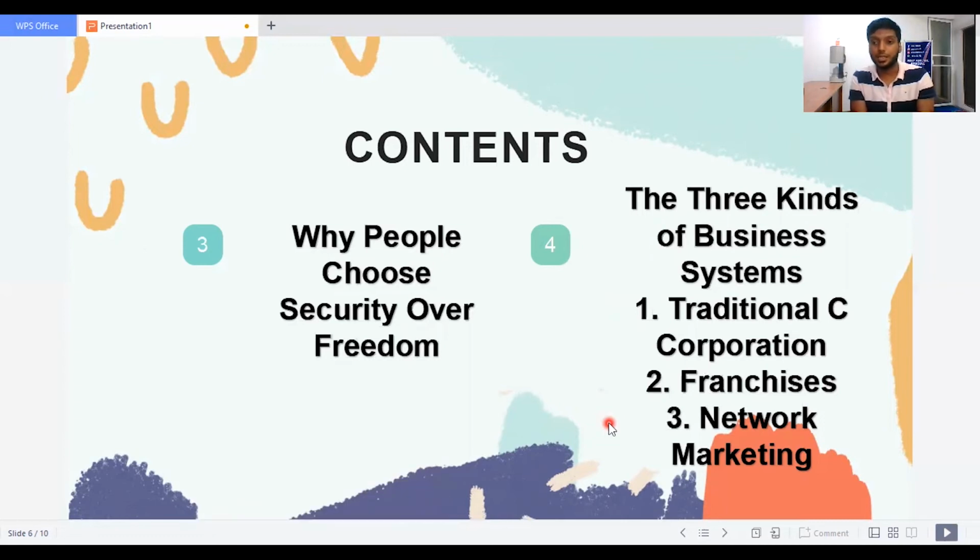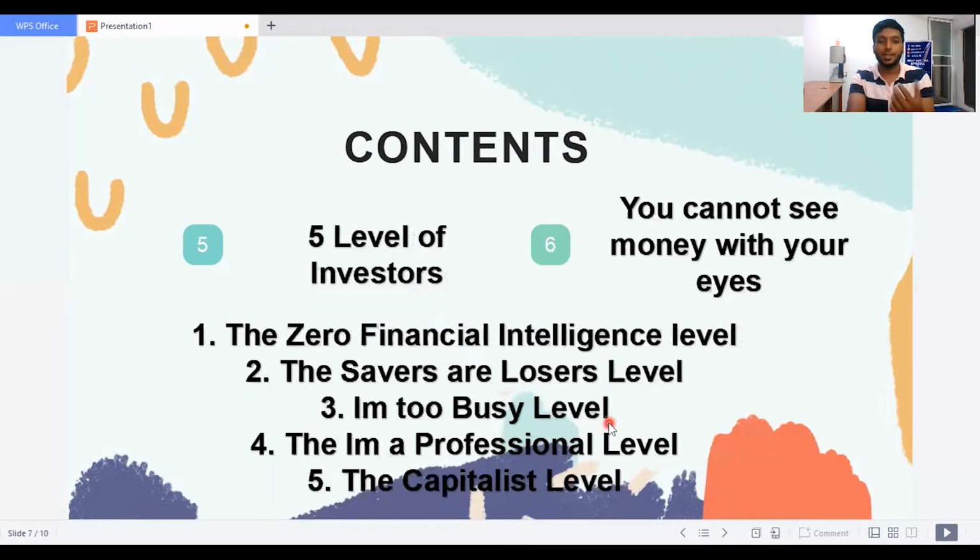Fourth part, the three kinds of business systems. How these three systems work in today's world. Traditional C corporations like private limited and public limited companies, how franchises make money, and how network marketing, how referrals can create money, is also spoken about in depth in this book. And then the interesting part, which I always wanted to talk about, is the 5 levels of investors. In this, he's speaking about 5 types of investors.